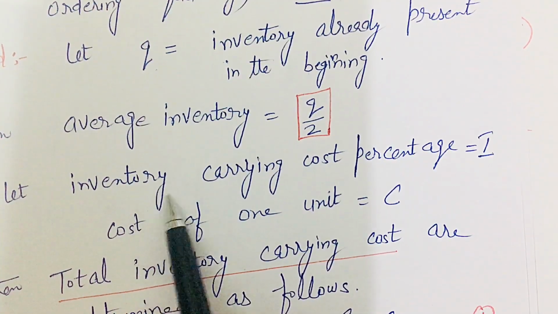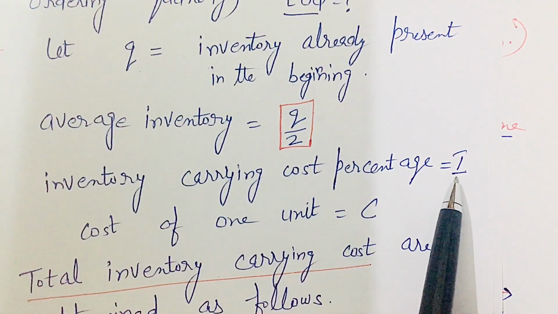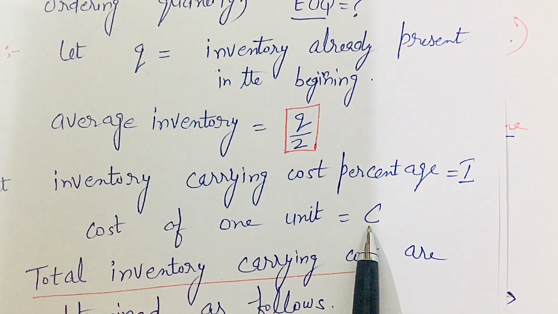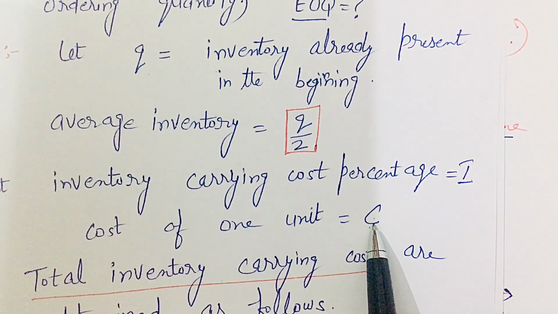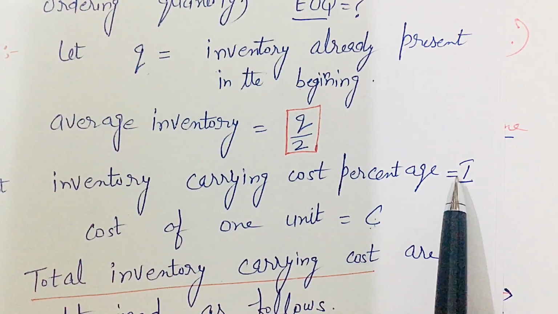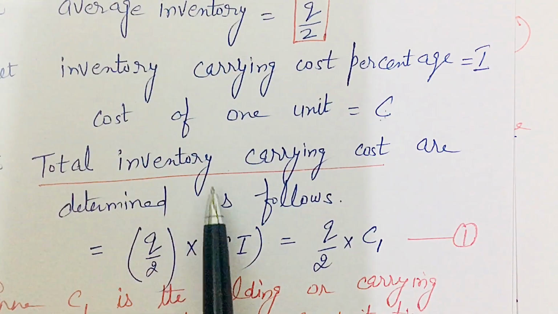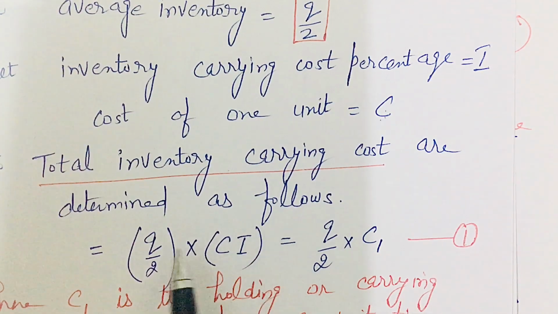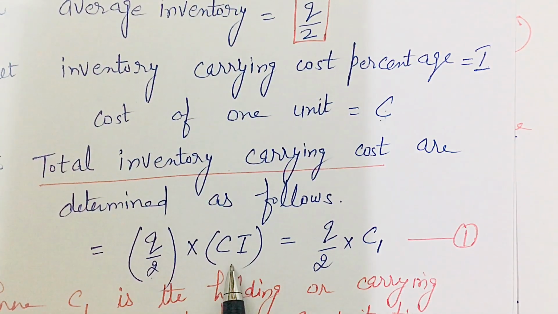Let the inventory carrying cost percentage be capital I. Cost of 1 unit is equal to C. Now the product of these two, C and I, is called C1, that is the carrying cost. C1 is equal to C into I. Total inventory carrying cost is determined as average inventory, that is Q by 2, into the carrying cost.